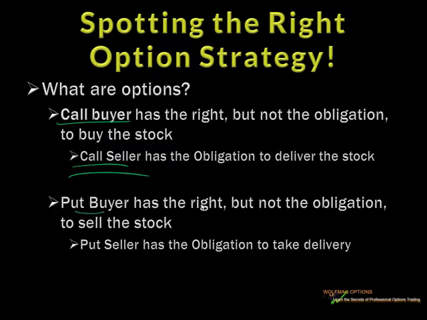All right. A put buyer has the right, but not the obligation, to sell that stock. Call buyer has the right to buy the stock. The put buyer has the right to sell that stock. So again, if the underlying is trading at 150 and I own the 200 puts, I have the right to sell it at 200. That's immensely valuable. Okay? So you have the right, but not the obligation.